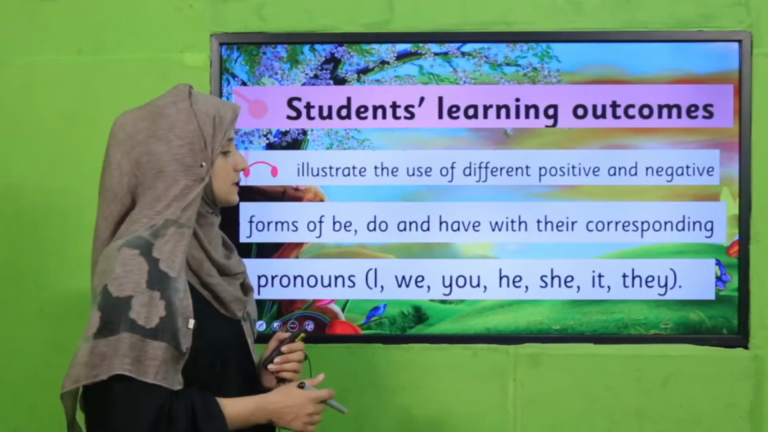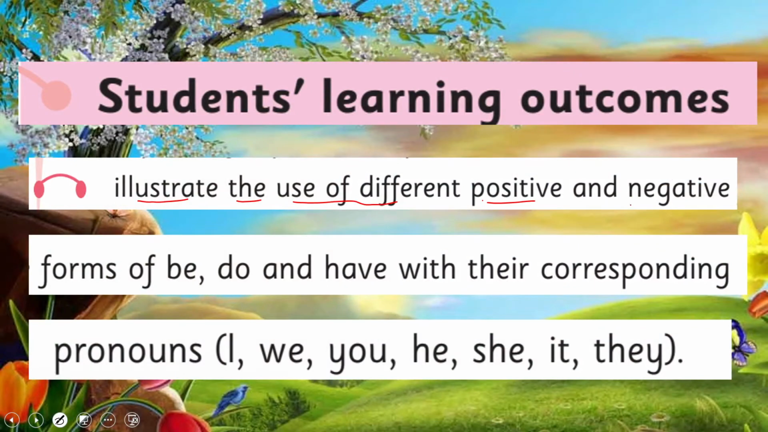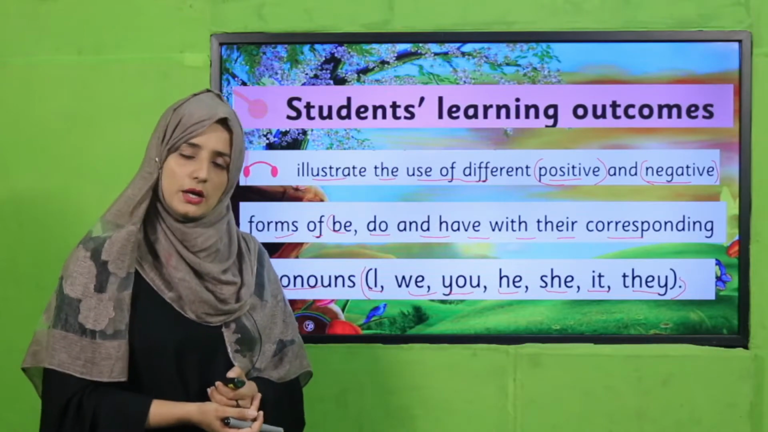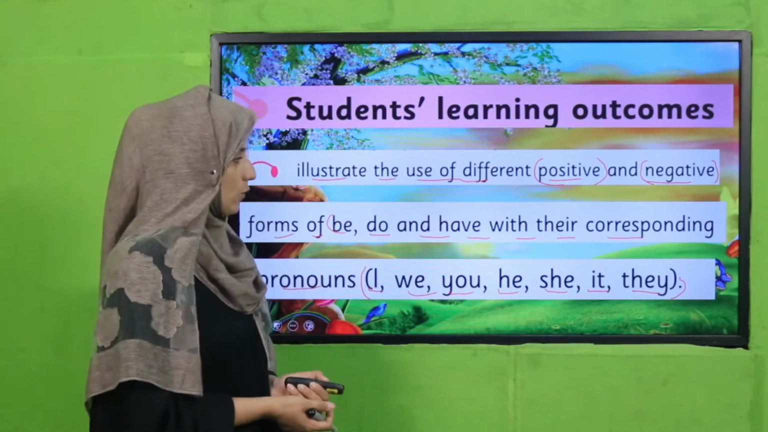Our today's student learning outcomes are to illustrate the use of different positive and negative forms. Today we are going to learn positive and negative forms of be, do and have with their corresponding pronouns: I, we, you, he, she, it, they. So these are the pronouns, and we are going to use them in positive and negative forms of be, do and have. Are you ready for today's lecture? Good. So we are going to start now.